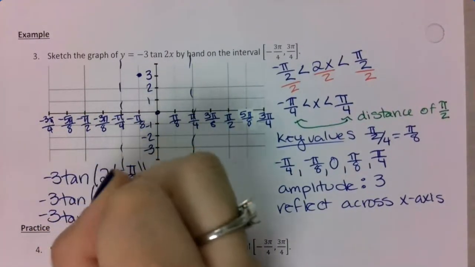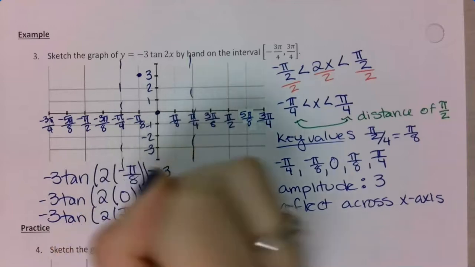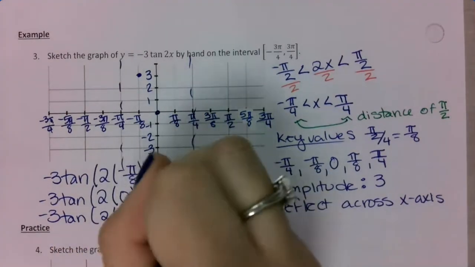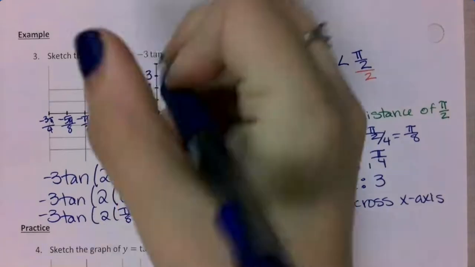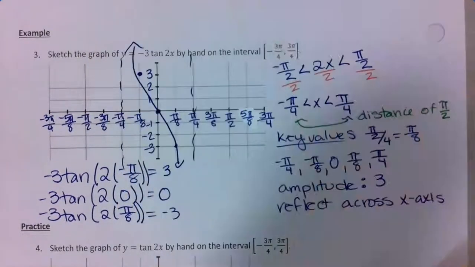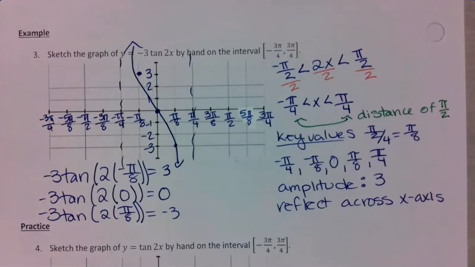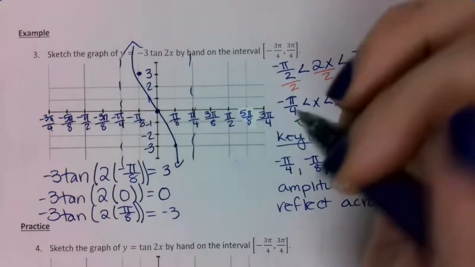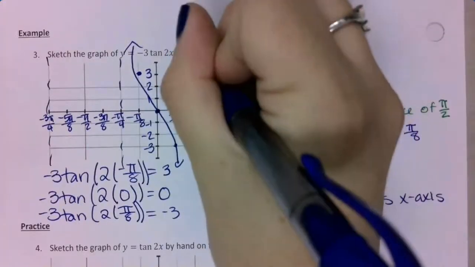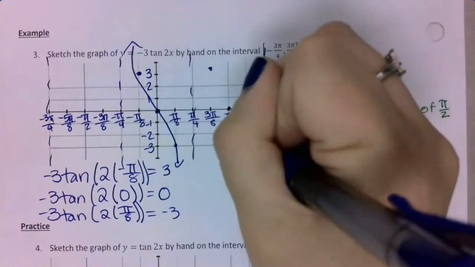And if I plug in positive pi eighths, negative 3. So this one is going to curve the opposite way. Why is it curving the opposite way? Because I reflected it. And then this one just wants me to make sure I'm on the correct interval. So I'm just going to copy this over.